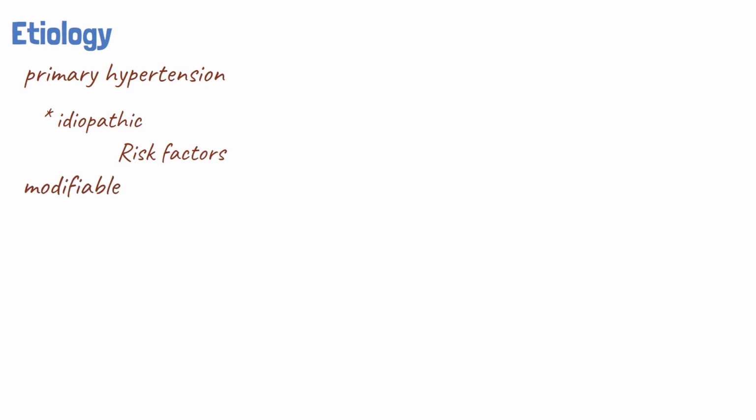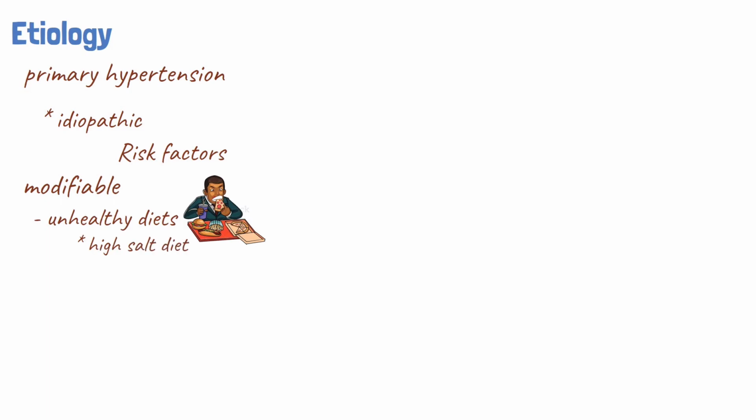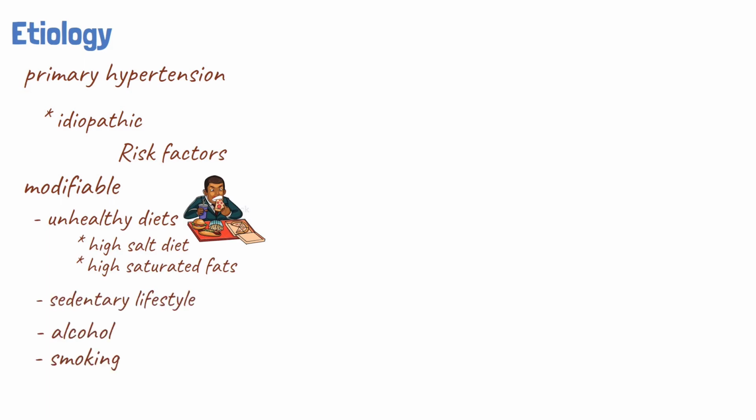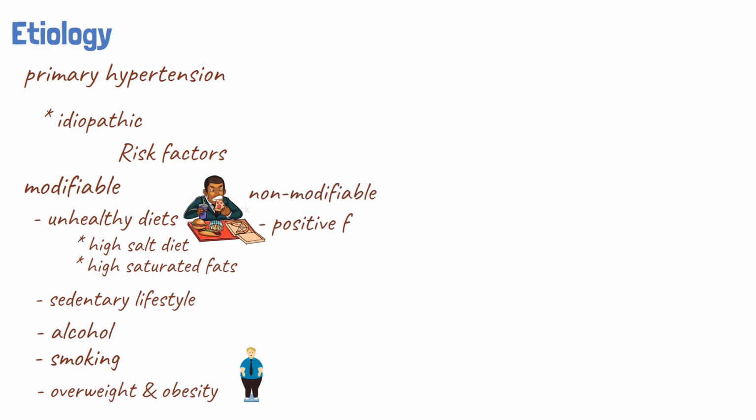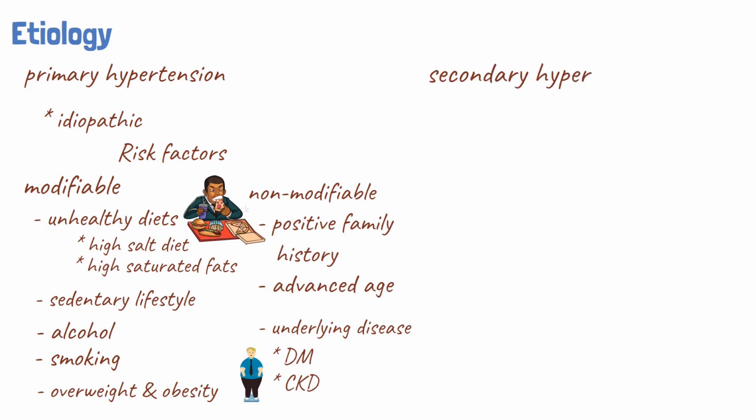The exact cause of primary or essential hypertension remains elusive, but several risk factors contribute to its development. Modifiable risk factors include unhealthy diets such as excessive salt consumption, a diet high in saturated fats and low intake of fruits and vegetables, sedentary lifestyle, alcohol consumption, smoking, and being overweight or obese. Non-modifiable risk factors include a family history of hypertension, advanced age, and coexisting diseases such as diabetes mellitus, chronic kidney disease.